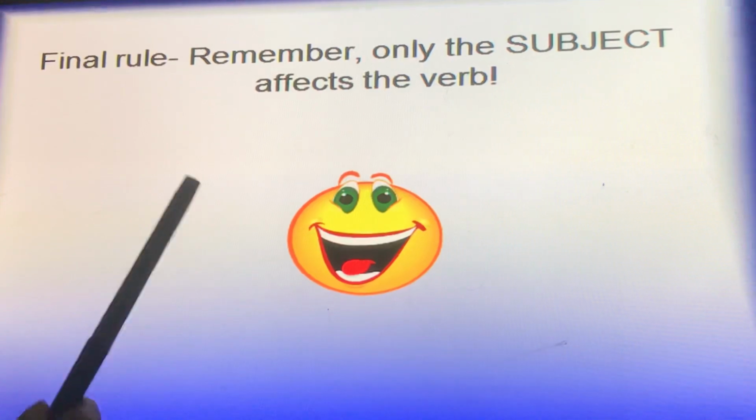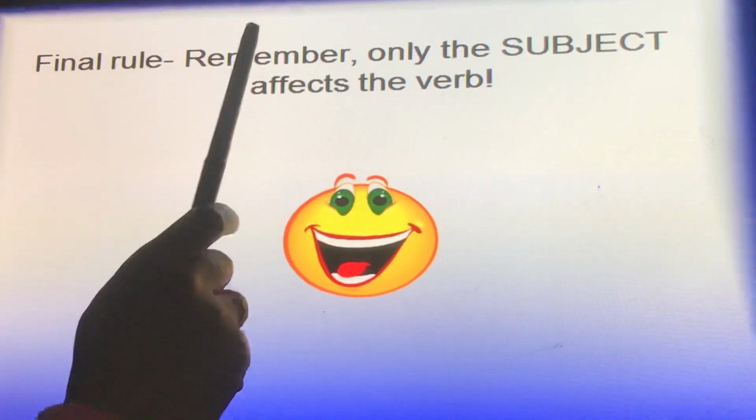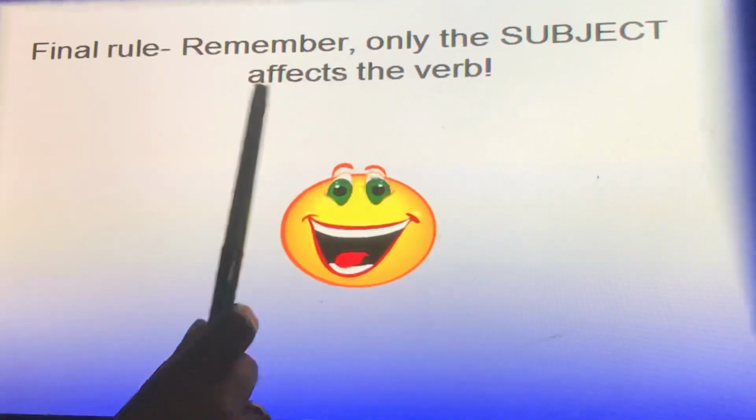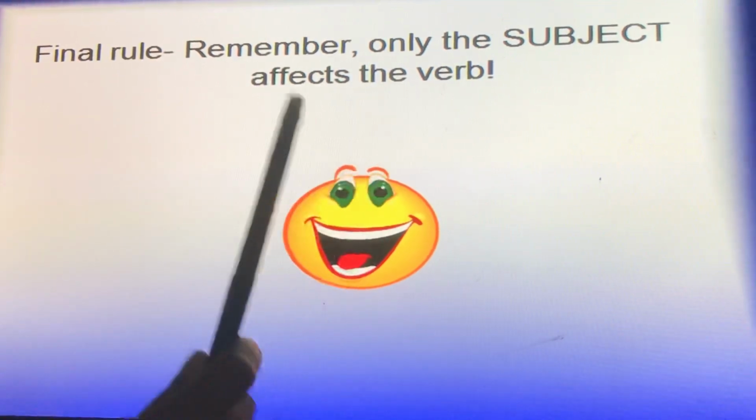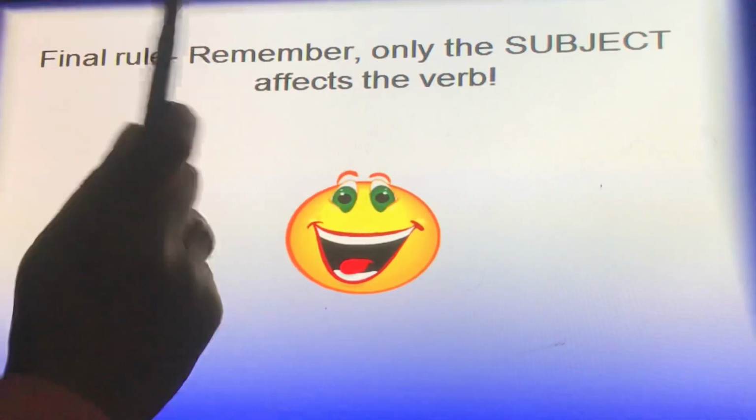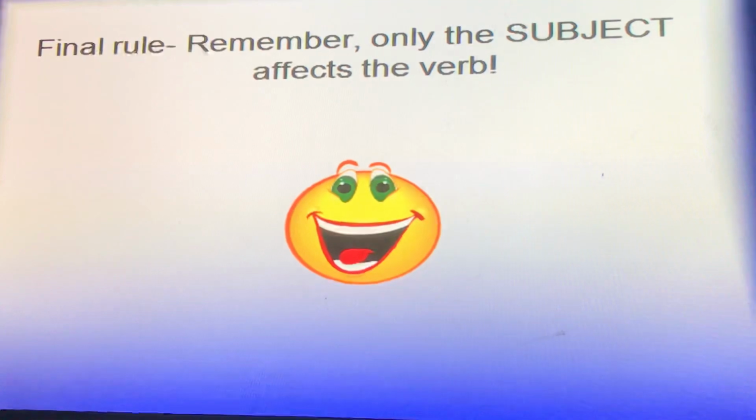Final rule, and the foremost important, that is, remember, only the subject affects the verb. The verb will be used according to the subject only.